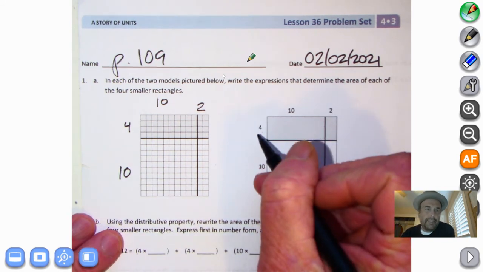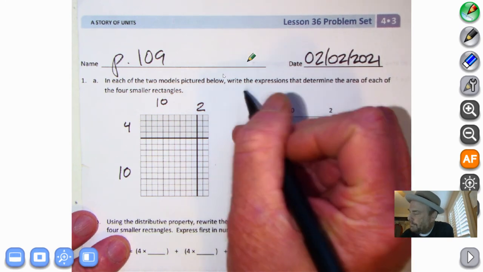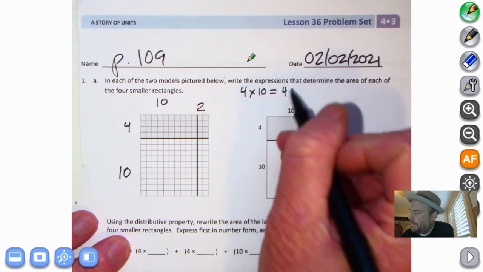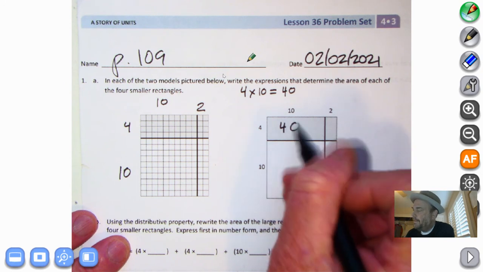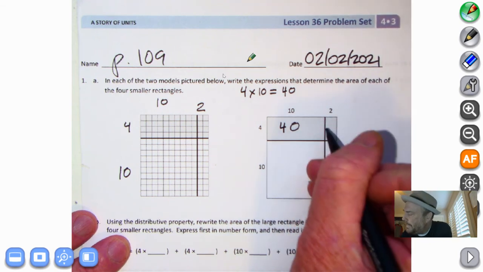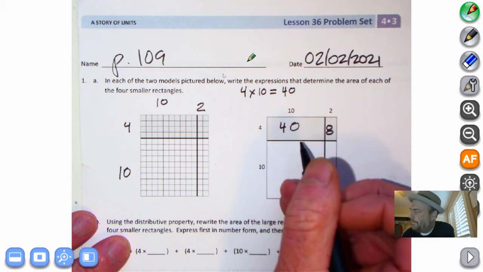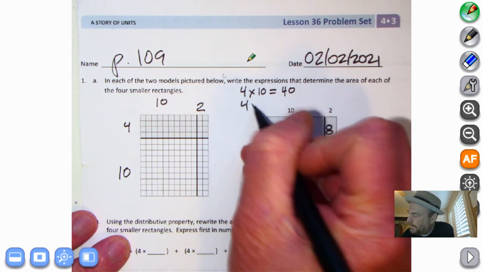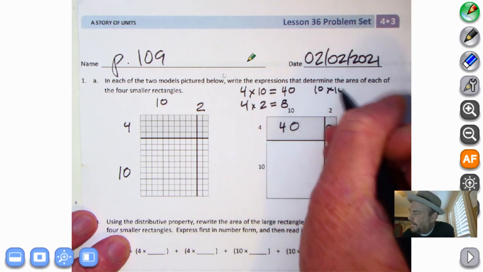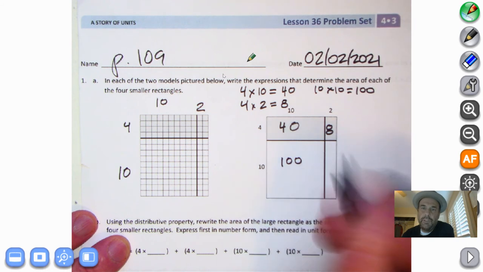So our first one I would like to tackle would be 4 times 10. What does 4 times 10 equal? We know that equals 40. Go over here, 4 times 2. Well, we know 4 times 2 to be 8. Then you have 10 times 10. What does that equal? 100. You know that. And then finally, 10 times 2 is 20.